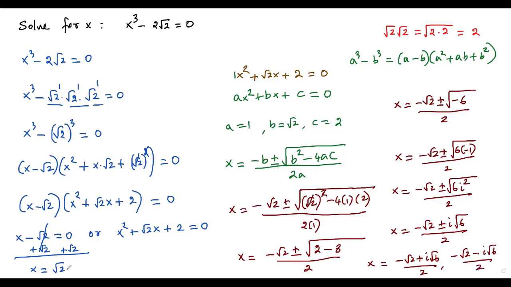So I got 3 values for x. The first value is x equals square root of 2. Actually, this is a real solution. So the remaining 2 solutions are complex solutions.